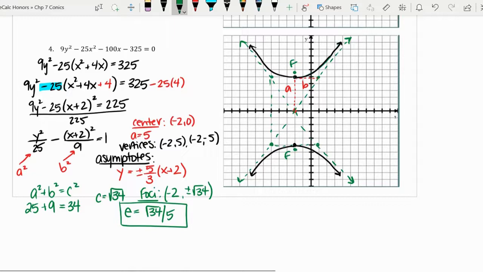All right, guys, so there's an example of graphing a hyperbola. You guys can try out the other ones and make sure to check your answers.